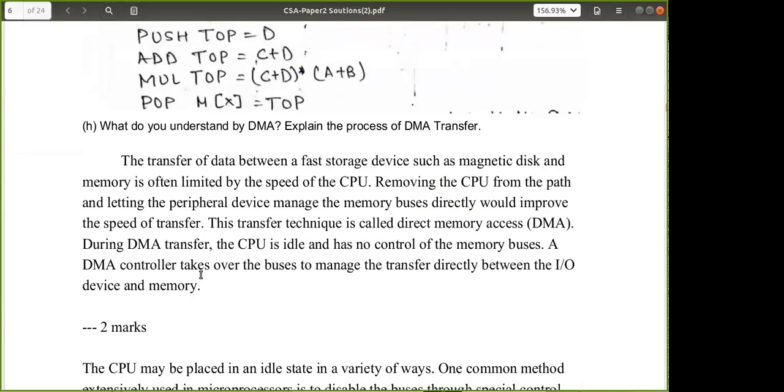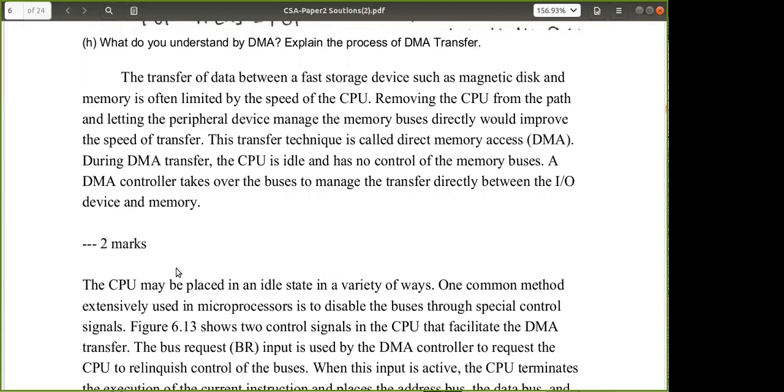So what do you understand by DMA? Explain the purpose of DMA. DMA means direct memory access. Sometimes we have fast storage devices such as magnetic disks and other input output devices, but the CPU speed is very limited. In that case, the CPU needs a mechanism so that the input output devices like the magnetic disk wouldn't have to wait too long. So for that we have direct memory access. We can directly access the magnetic disk without the CPU. If this is a 2 marks question, then if we write that much, that is sufficient.